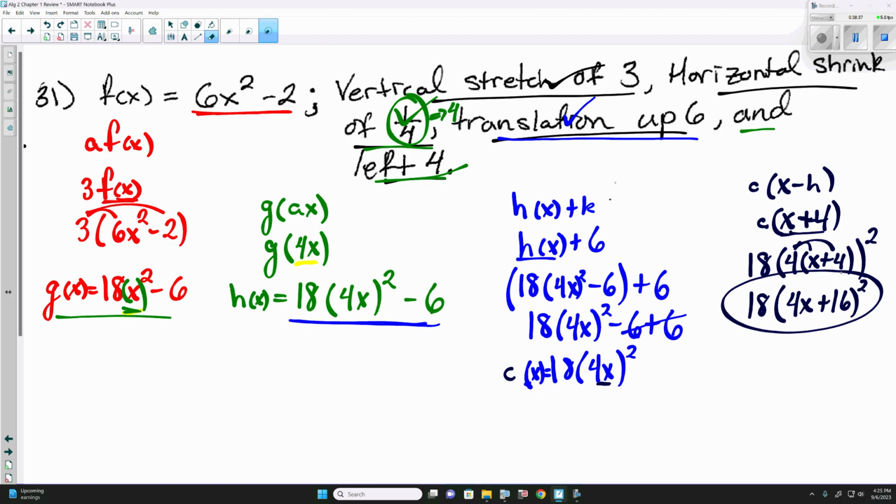If we want to name it d of x is equal to 18 times 4x plus 16 squared, we can. And that's it. That's all we have to do for this here. And if there was another translation after that, we would just continue on from there.